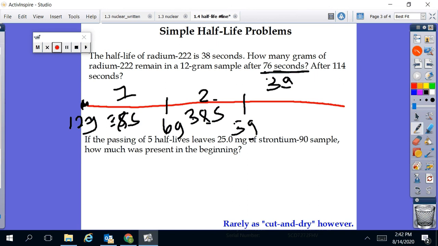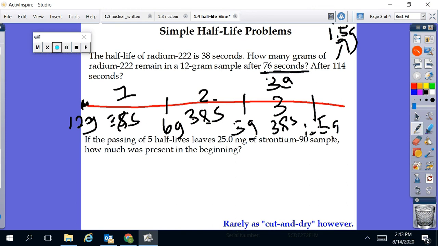Now they're asking after 114 seconds. So after another half-life, half-life number 3, I will have 1.5 grams, okay? That's another 38 seconds, which would be 114 seconds. And that would mean I would have 1.5 grams. So that would answer that question. So you can see how I use a simple number line to solve this half-life problem.